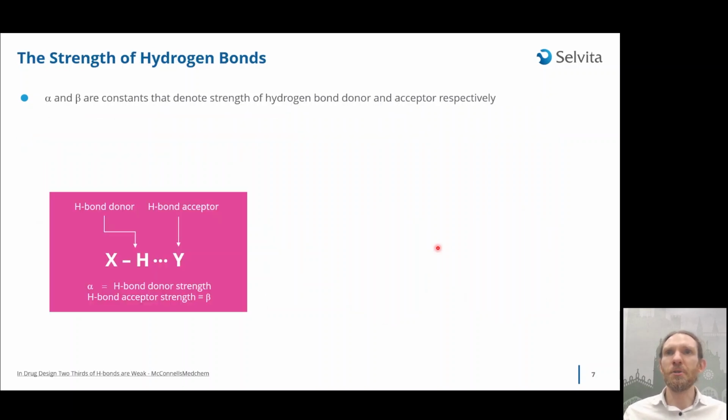This brings us to the theory of hydrogen bonds. In very simple terms, we have a hydrogen bond donor and acceptor, and we have two parameters, alpha and beta. Alpha will represent hydrogen bond donor strength, and beta will represent hydrogen bond acceptor strength. The higher the both, the stronger the hydrogen bond donor or acceptor.